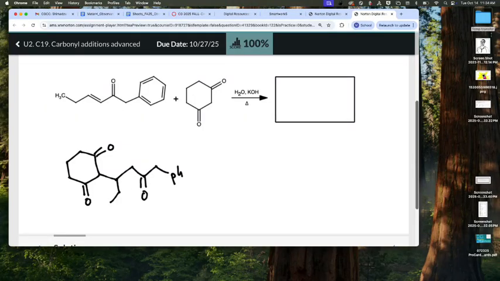What happened? The base attacked the ring with the two oxygens. You got maybe a negative there, so it attached to the main structure, water structure.